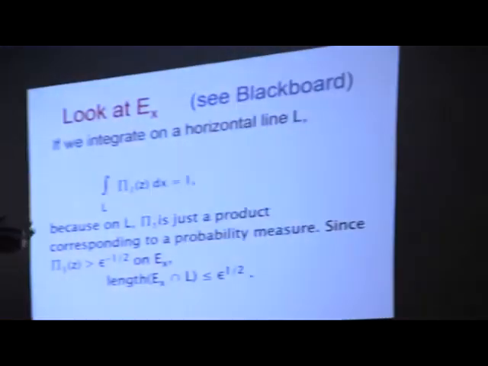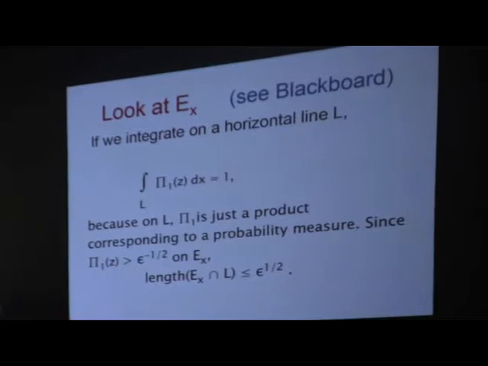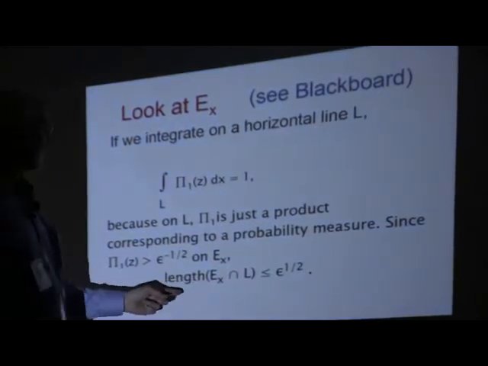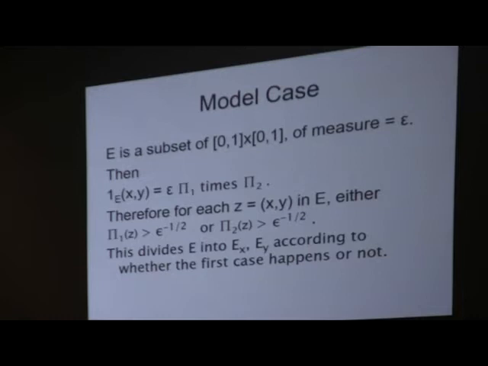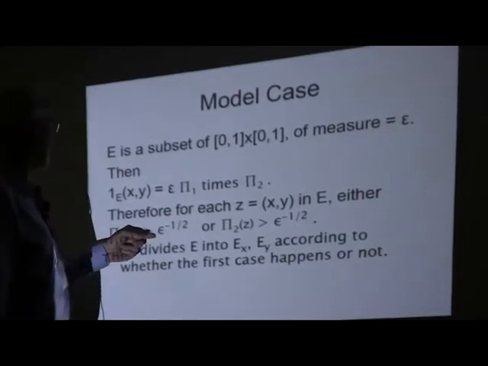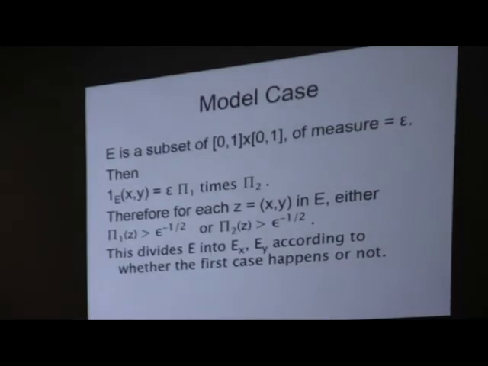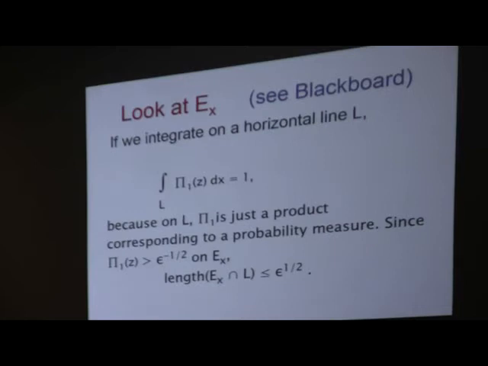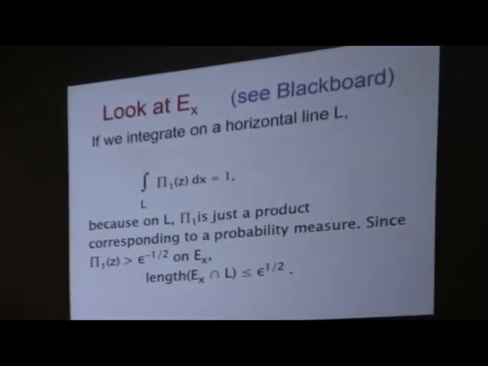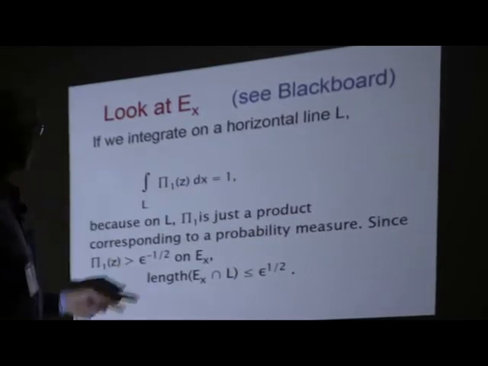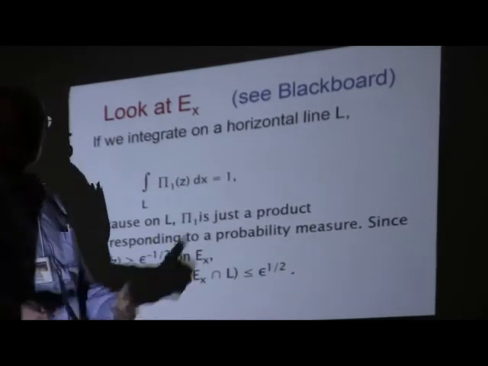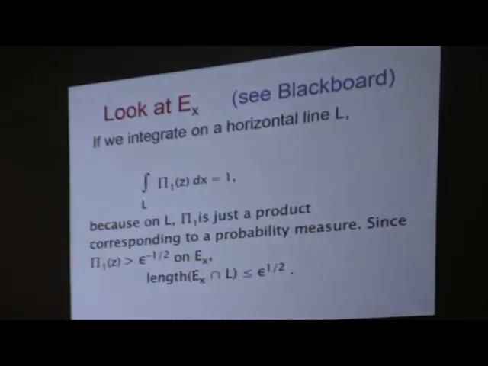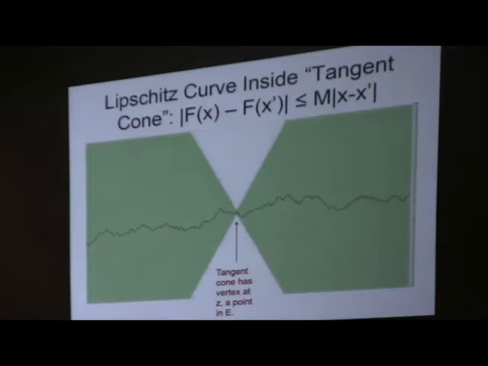And if you stare at the previous thing, this shows that if you take the set E and divide it up into 2 pieces, according to whether this is big or that is big, let's say E sub x is big, we'll call that E1, then you get the estimate on the bottom. Right? Since the product is big and you integrate out to 1, the length has to be small. So the length of this set where the product is big has to be small. How small? Epsilon to the 1/2. Okay, so you've just given an estimate for this picture.